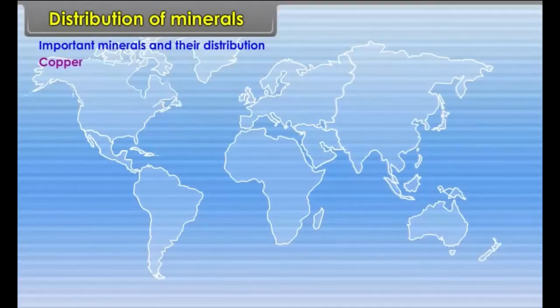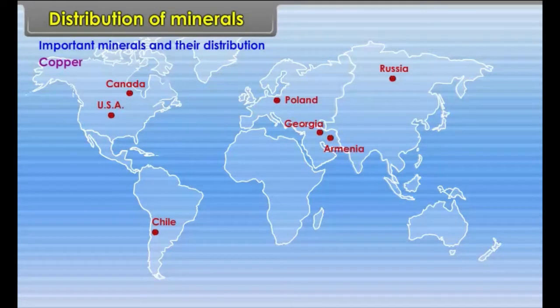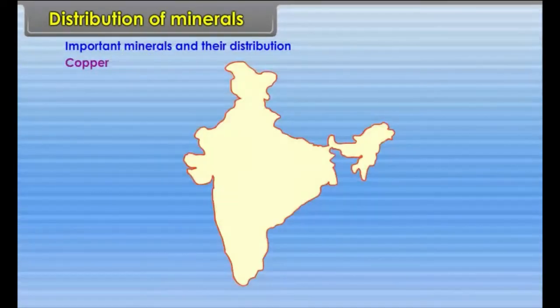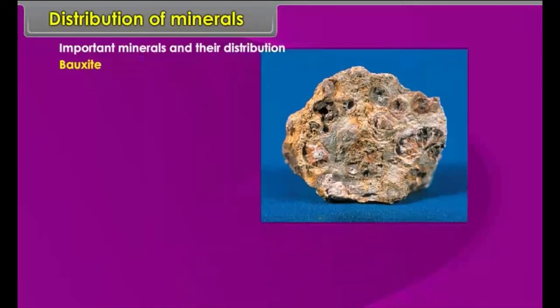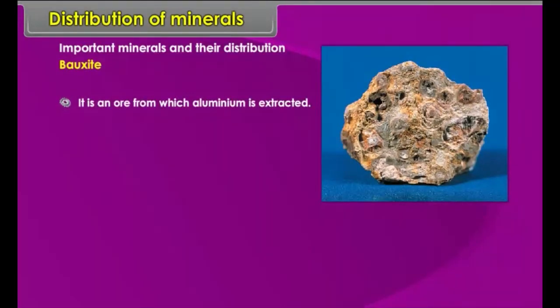Location: World, Chile, USA, Canada, Poland, Russia, Georgia, Armenia, Congo and Zambia. In India, Jharkhand and Rajasthan. Bauxite. It is an ore from which aluminium is extracted.